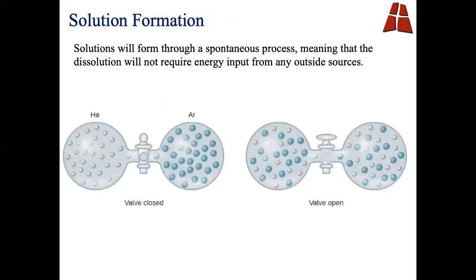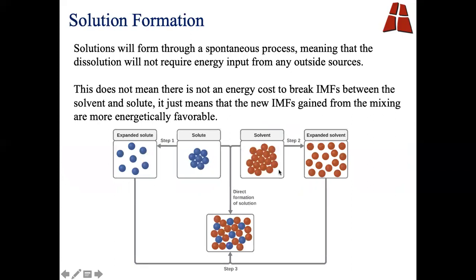So if we think about how solutions form, they will form through a spontaneous process. And what does that mean? It means that the dissolution, or the dissolving of something, is not going to require energy input from an outside source. And so in this example, we have two gases, helium and argon. They're separated by a valve. When we turn that valve, they spontaneously mix, right? Some of the helium will go over to this chamber, some of the argon goes over to this chamber until there is a uniform distribution, okay?